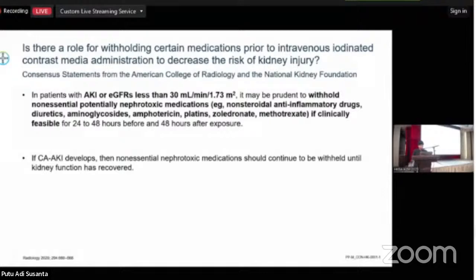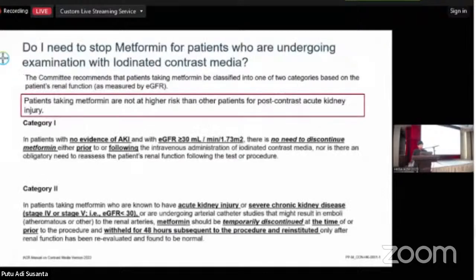Another question about baseline medication is metformin. Does the patient need to stop metformin before they receive the contrast media? First of all, we should know that metformin doesn't really increase the risk of post-contrast acute kidney injury. The most significant adverse event of metformin is the development of metformin-associated lactic acidosis. Because metformin is also excreted by the kidney, renal insufficiency is the major consideration for the risk of increased blood lactate levels due to decreased metformin excretion.